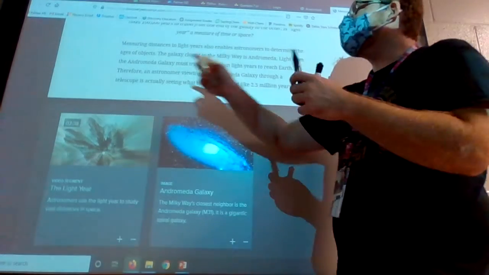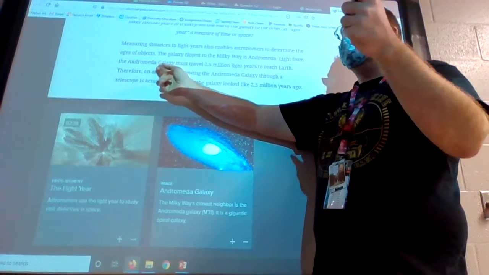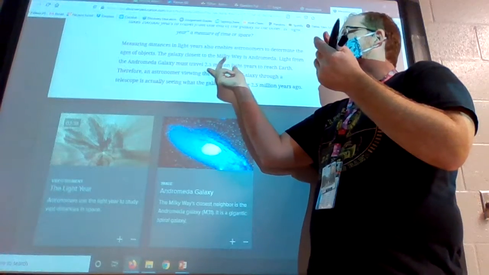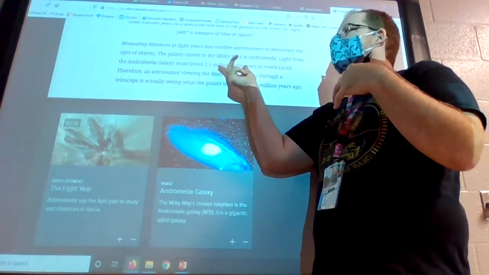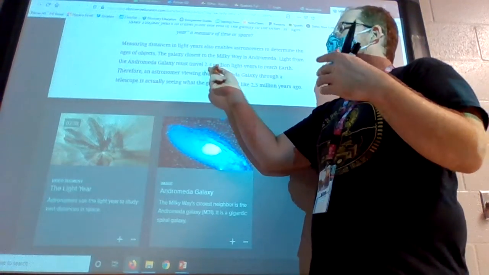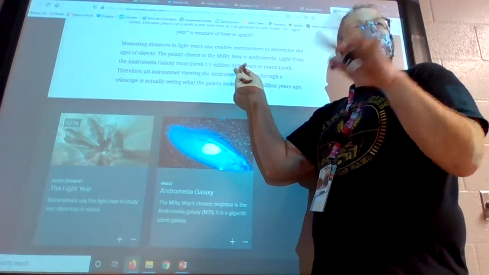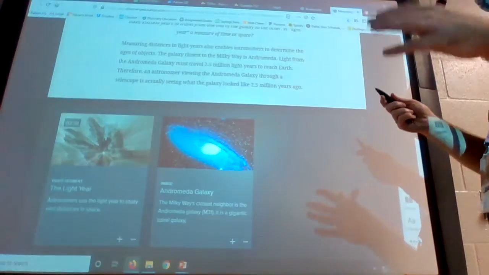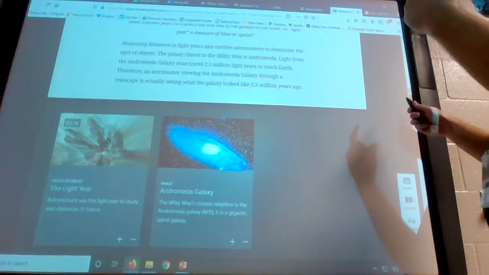So the closest galaxy to us, the Andromeda Galaxy, which I believe I talked about, is going to hit our galaxy in the future. It's about 2.5 million light years away. So it is quite a good distance away. And when we see the light from that galaxy, it has been traveling about 2.5 million years, because that's how far it travels. So we're seeing that galaxy 2.5 million years in the past.